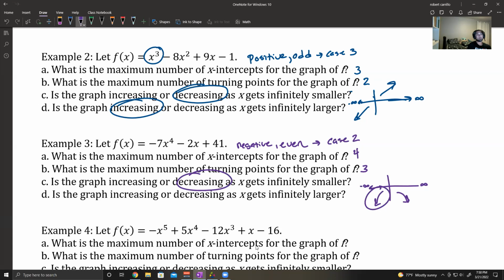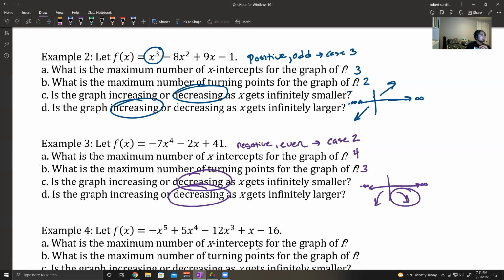They decrease. Okay. Now, looking at the right side, as x gets infinitely larger, so as x heads towards infinity, your y values again are what? Increasing or decreasing? Decreasing. All right. Cool. Everybody good so far with these two?